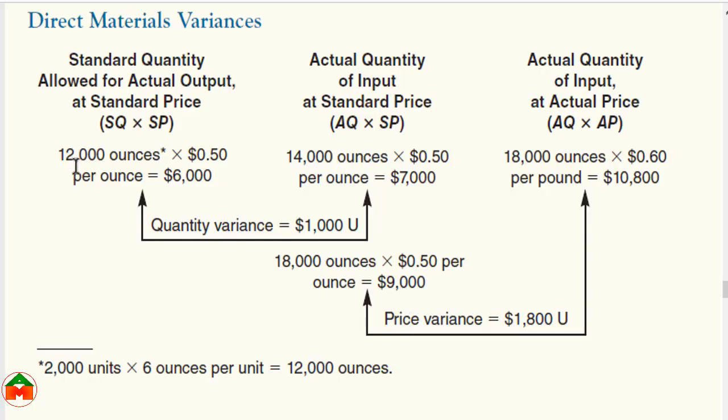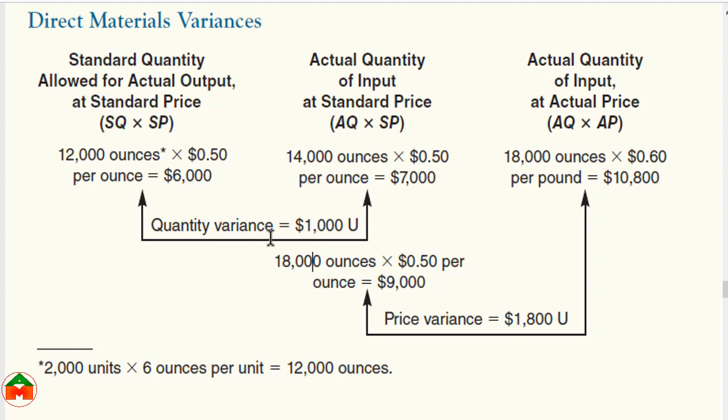In the solution, if we multiply the standard quantity 12,000 with the standard price 0.50, the amount is 6,000. On the other hand, the actual quantity is 14,000 ounces and the standard price is 0.50. If we multiply 14,000 with 0.50, we get 7,000. So here the amount is 6,000 and here the amount is 7,000. To get the quantity variance, we compare these two amounts. The difference between 7,000 and 6,000 is 1,000.